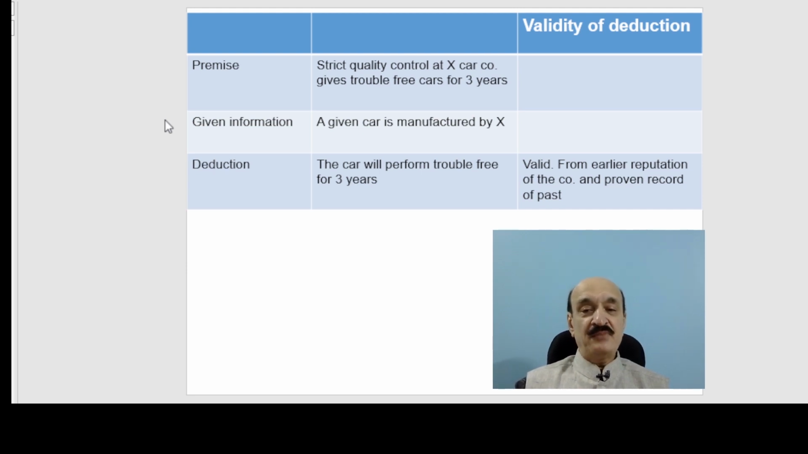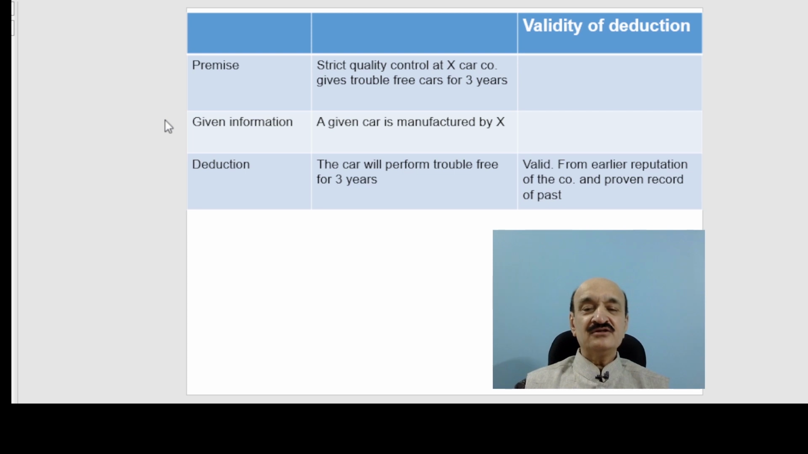So let's see the premise. Premise is strict quality control at a car company called X gives trouble-free cars for 3 years. Now this is what their achievement has been over a period of years. So what is the given information? This company has come out with a new model or a new car and has manufactured it. So what will we deduce? The car will perform trouble-free for 3 years.